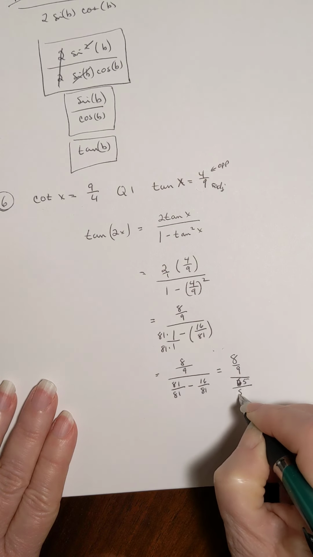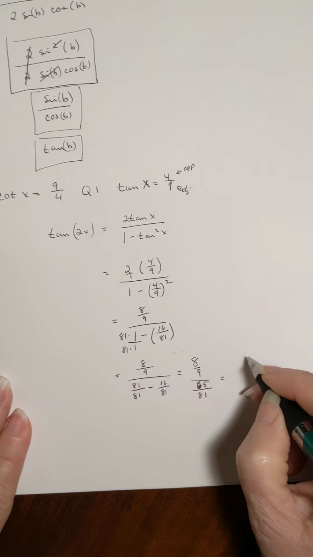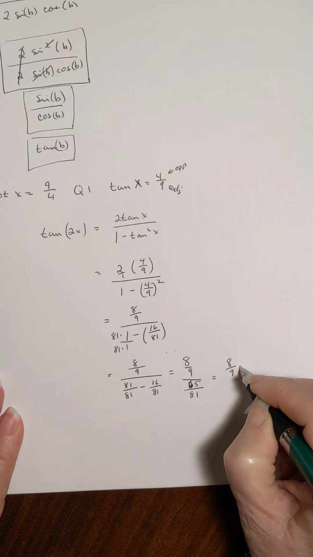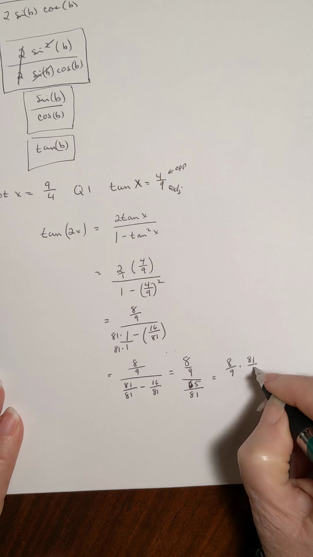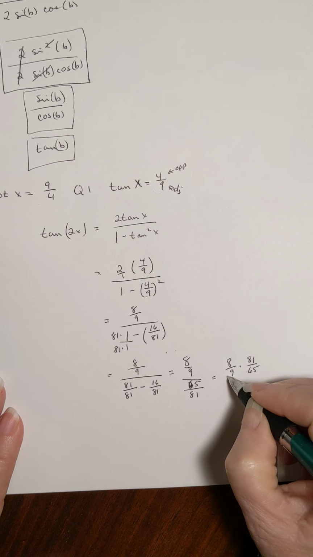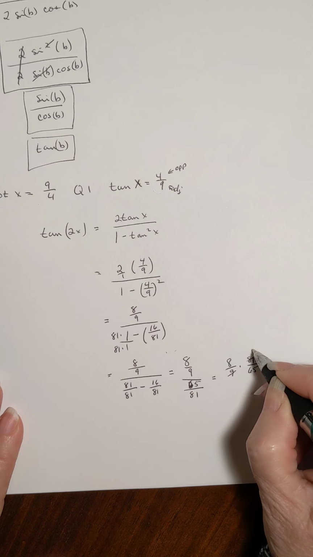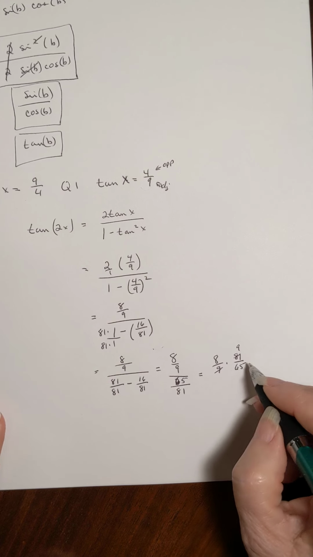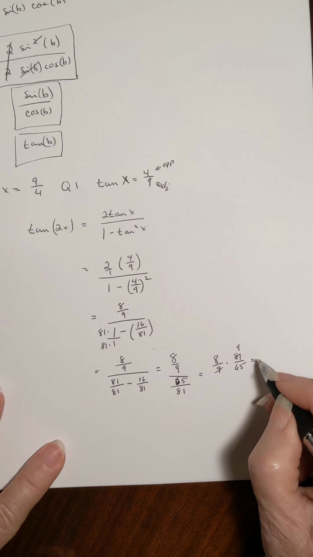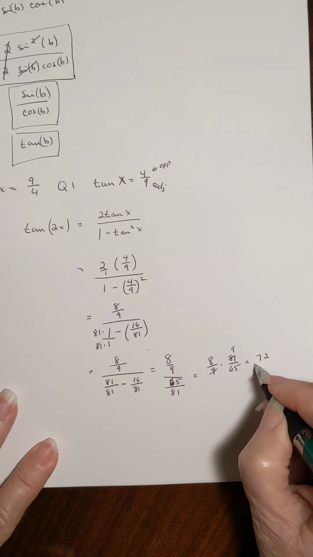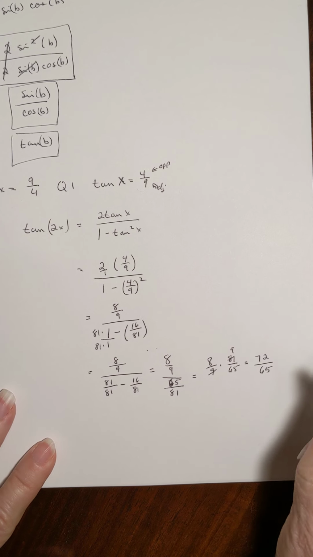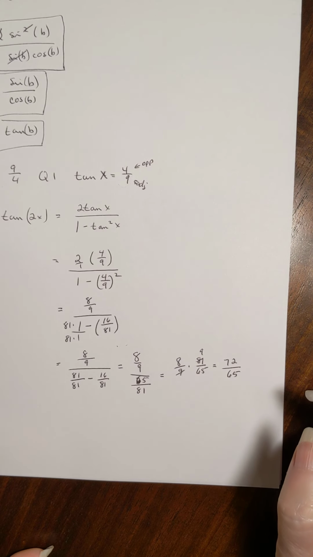65 over 81. And so this would be 8/9 times 81 over 65. The 9 and the 9 will cancel. The 9 and the 81 will cancel to give me a 9 in the numerator. So I get 72 over 65. And that is your final answer for that one.